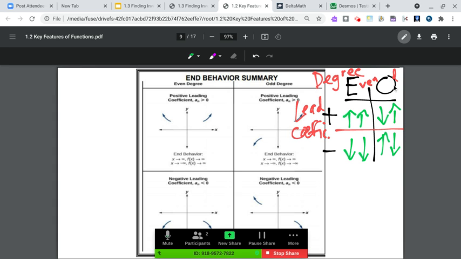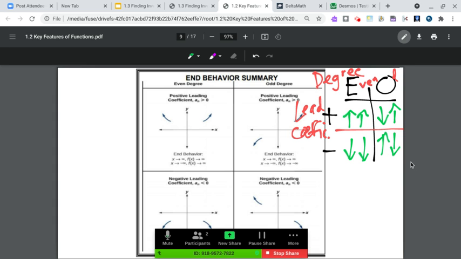When it's an odd degree, but it's a positive in the front, then the left hand will go down, the right hand side will go up. When it's negative in the front, but it's an odd degree, it's going to flip-flop.